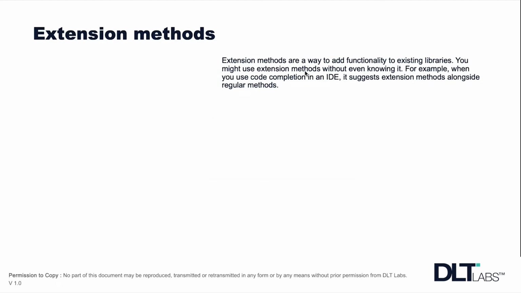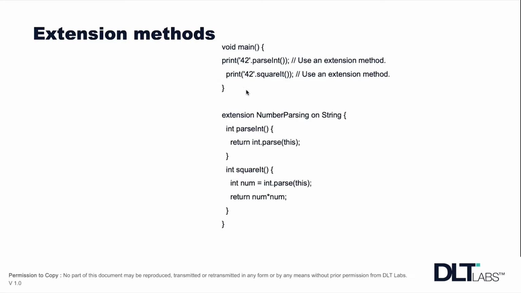Extension methods. Extension methods are a way to add functionality to existing libraries. You might use extension methods without even knowing it. For example, when you use code completion in an IDE, it suggests extension methods alongside regular methods. We have a code. Let's see.